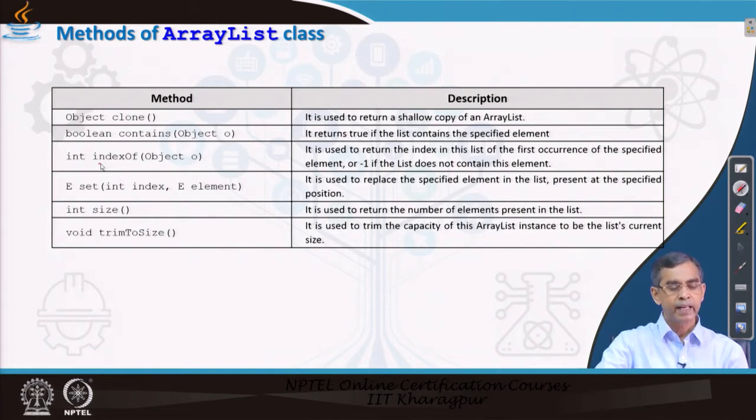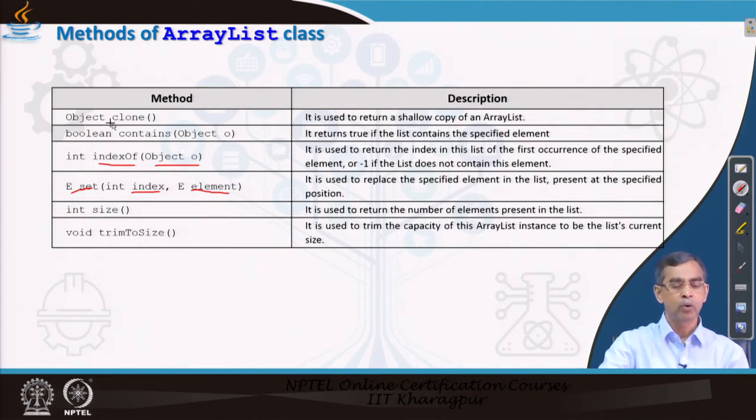There is indexOf, that means if you pass an object, that element, and if you want to know in which position in the collection it is present, that can be obtained. Then the set method is basically to replace one element at an index position with an element E, and it will overwrite if in the ith index position an element is already there, that element will be replaced by this one. So, the set method is there.